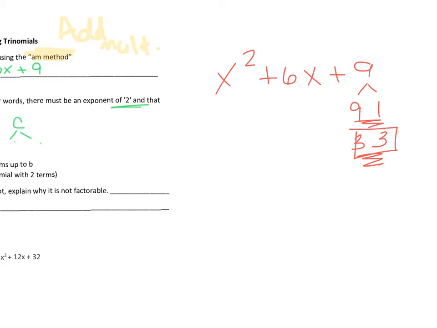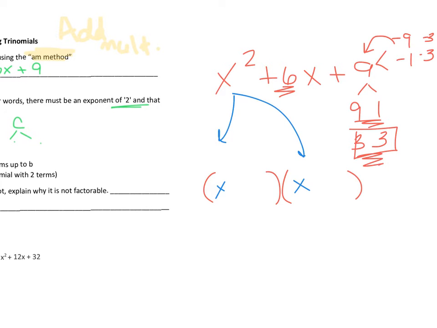Now, side note, you could also do -9 and -1 and -3 and -3, because when you multiply 2 negatives, it still becomes that positive 9. But I really don't need to worry about that because 6 is a positive number. So is it factorable? Yes, because when you factor this using AM, you split the x squared up into 2 x's, and then the 3's go here, because you're breaking up the 9. And I want to add to a positive 6, so it'll be plus and plus.